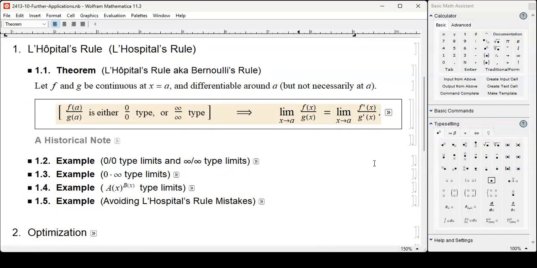It works for 0 over 0 type, or infinity over infinity type limit, and the limit of the fraction f over g is the limit of the fractions of the derivatives f prime over g prime. If the latter is simpler, go ahead, and maybe we'll have to do this several times.